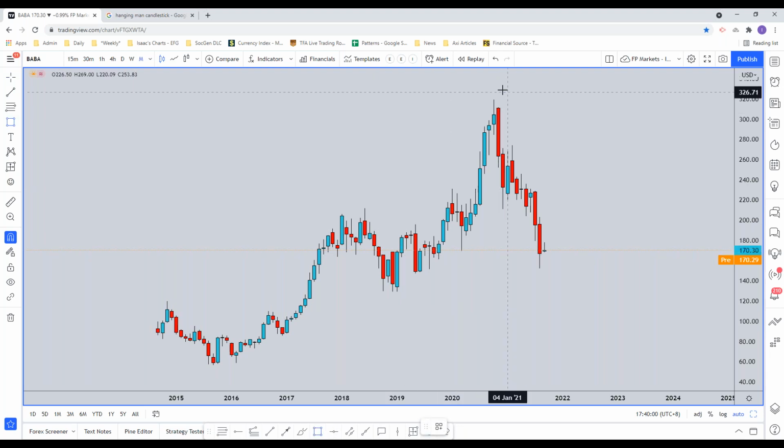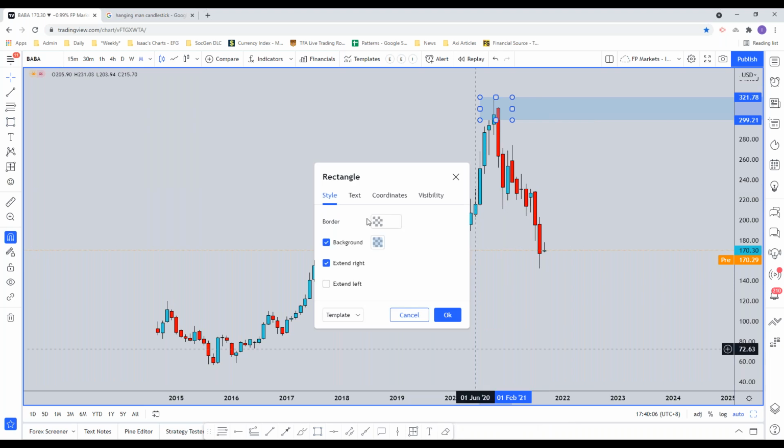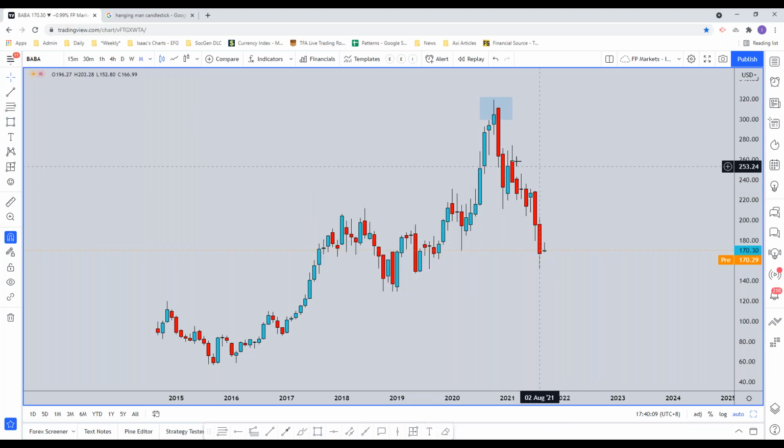Let's say price has made a high over here. Let me just change the settings. Price has made a high here, and given that now we know that this is a strong bearish engulfing.